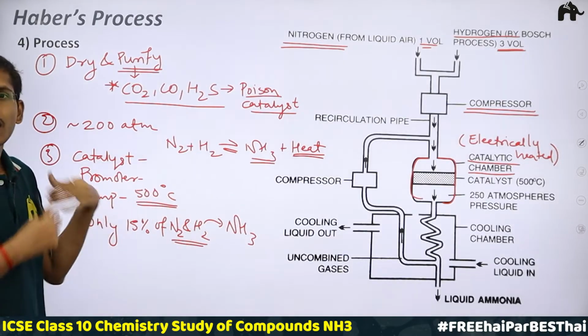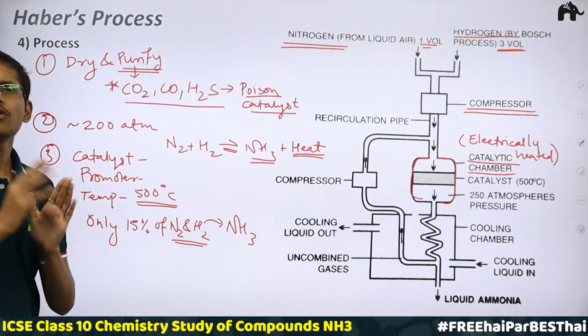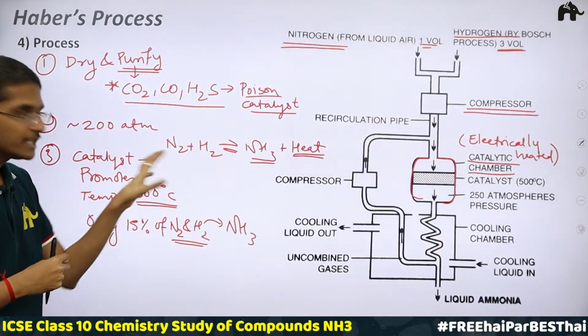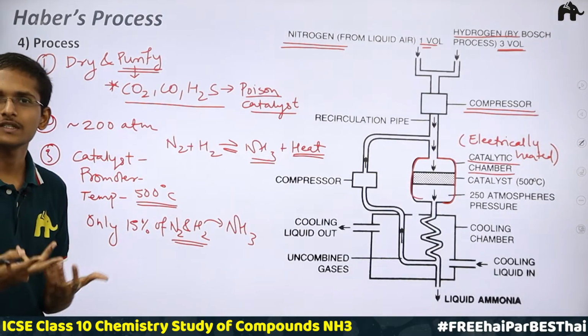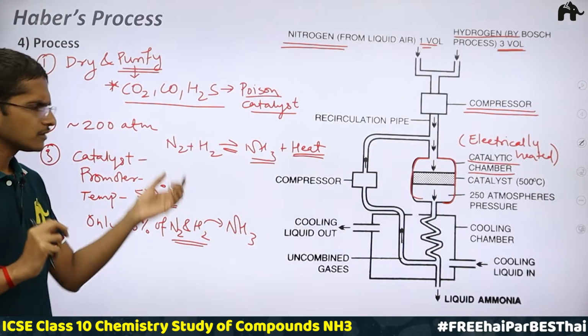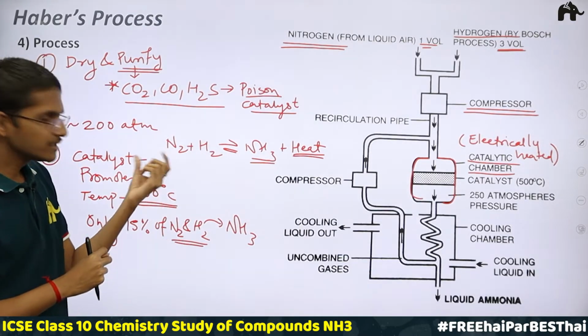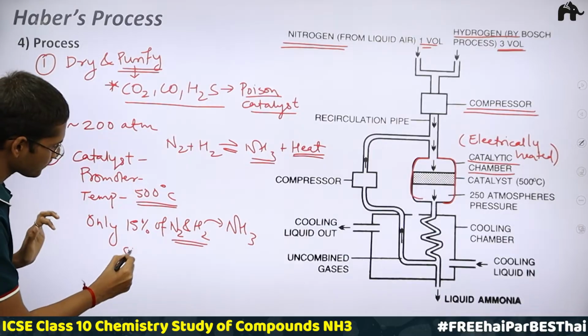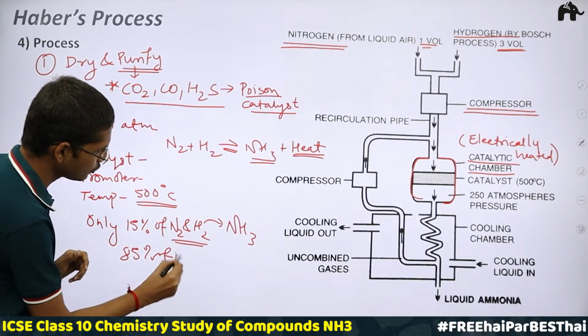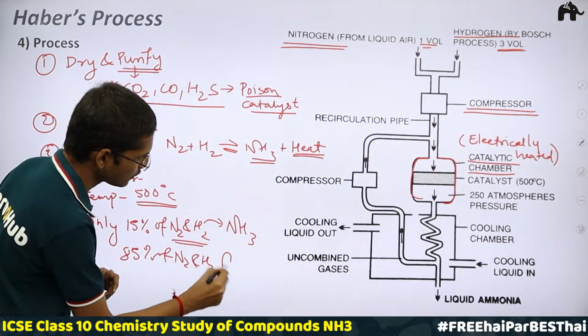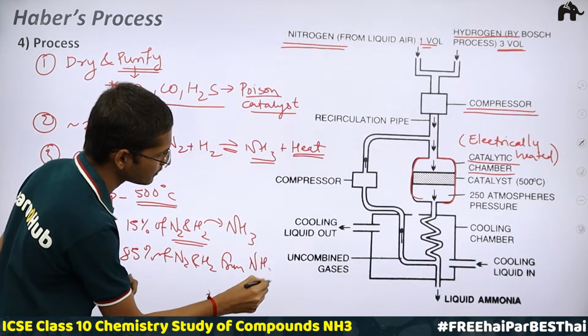So what our brain suggests is, we won't let this remaining 85% of N2 and H2 go to waste, right? What we do is, I will tell you, but first we are just separating this 85% of N2 and H2 from ammonia. Now how are we separating it?